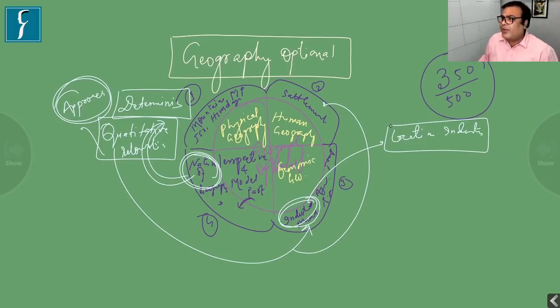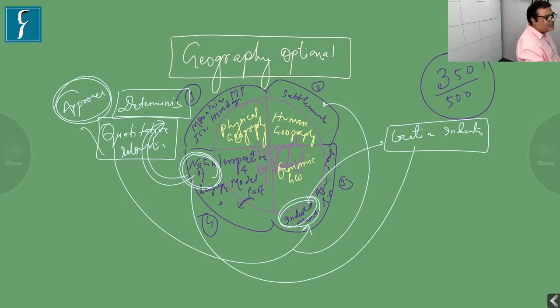Why? Because the things are given, you are simply learning and writing. Then what about your perspective? How can you make it a better answer? So if you have to cross the difference from 250 to 350, in this location of industry, you need to apply the models.